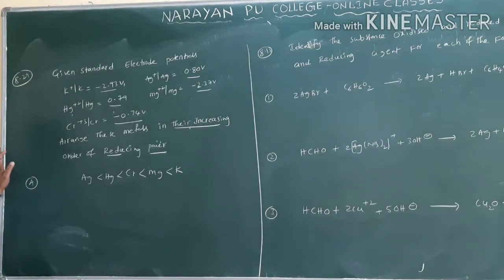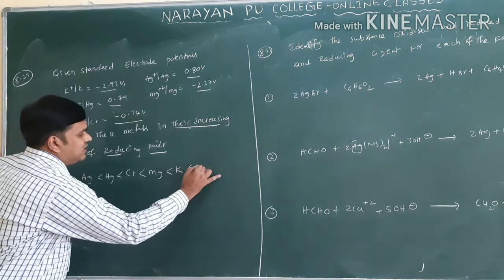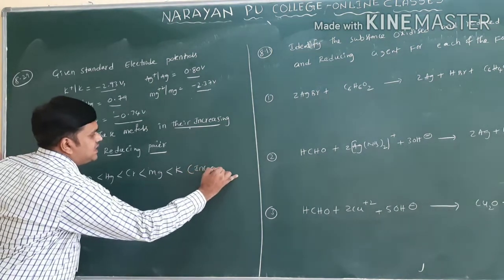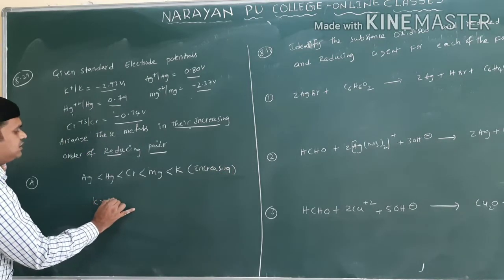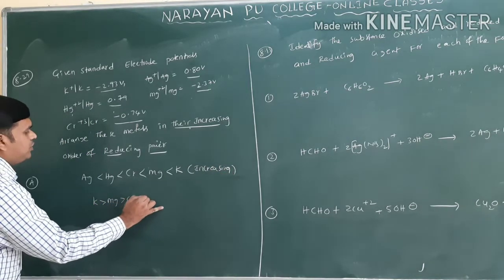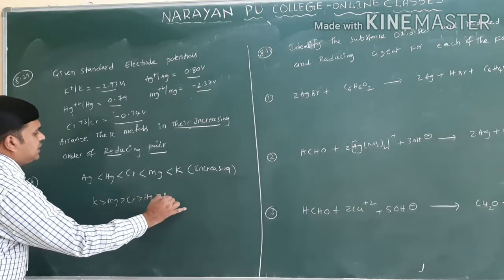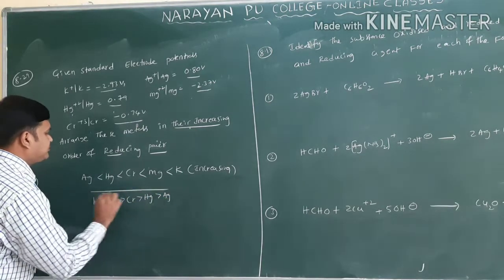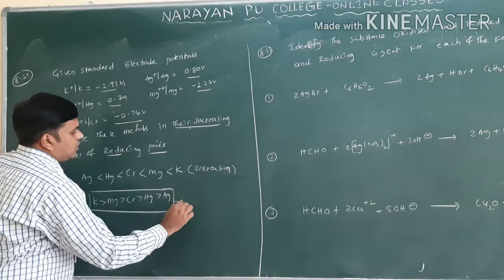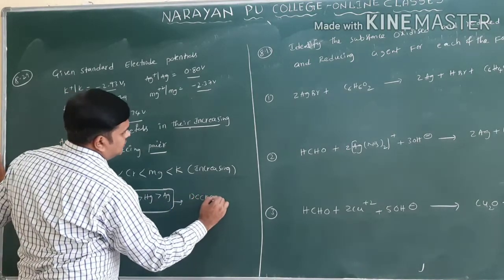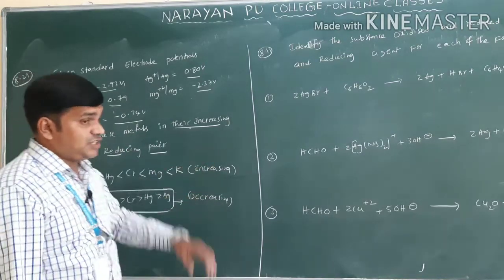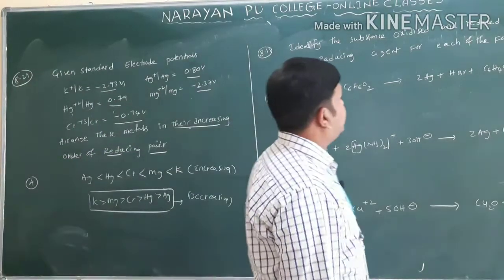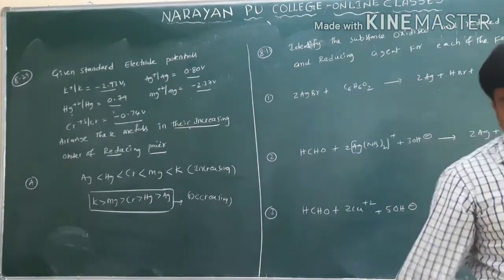So this is the increasing order of their reducing power. For a decreasing order, we would get potassium greater than magnesium greater than chromium greater than mercury greater than silver. This is the decreasing order only.